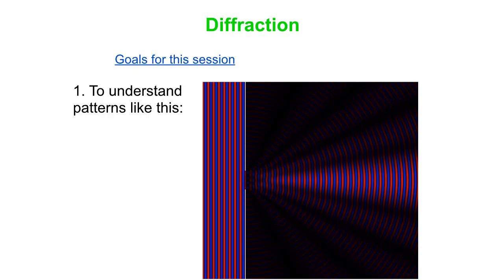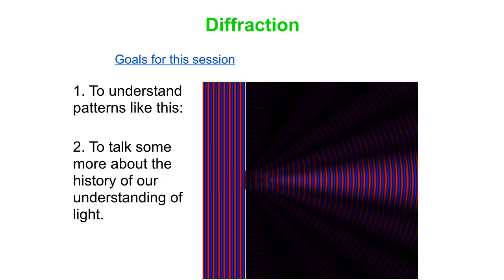And in addition, if you really look close, you can see next to the kind of bright central peak, there's this dark region on either side, and then a kind of lighter band of waves that comes back. And this is part of the diffraction that goes on. We'll also talk a little bit more about the history of our understanding of the wave nature of light.